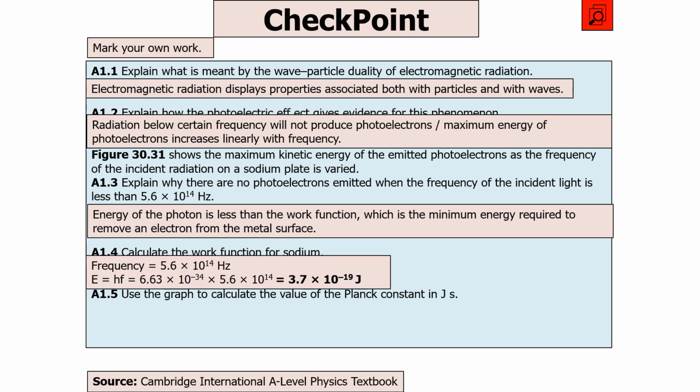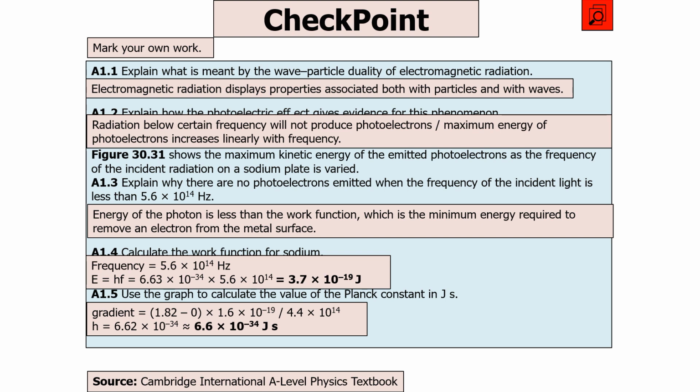The work function, well, we can look at the graph, and on the graph, the threshold frequency is 5.6 times 10 to the 14 Hz. Therefore, E equals hf. So we can work out the work function, the energy equivalent of the threshold frequency, by multiplying the frequency by Planck's constant. So we get 3.7 times 10 to the minus 19 joules. And then on this graph, the gradient of the straight line is Planck's constant. So you work out the gradient of the line, and we get 6.6 times 10 to the minus 34 joule seconds.